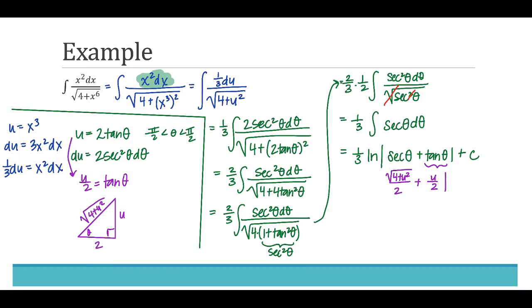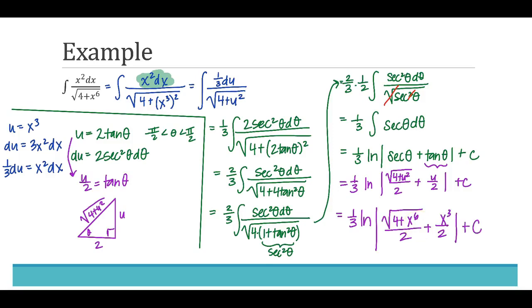And now I'm going to bring everything else down. The last step is, now that I'm in terms of u, I'm going to replace u with x cubed. So I have 1/3 the natural log of the absolute value of the square root of 4 plus x to the 6th over 2, because I'm plugging in x cubed and squaring it, so x to the 6th, and then plus x to the 3rd over 2 plus c.